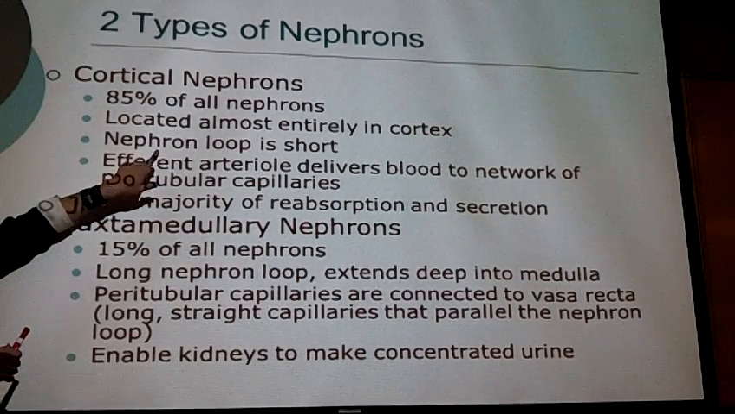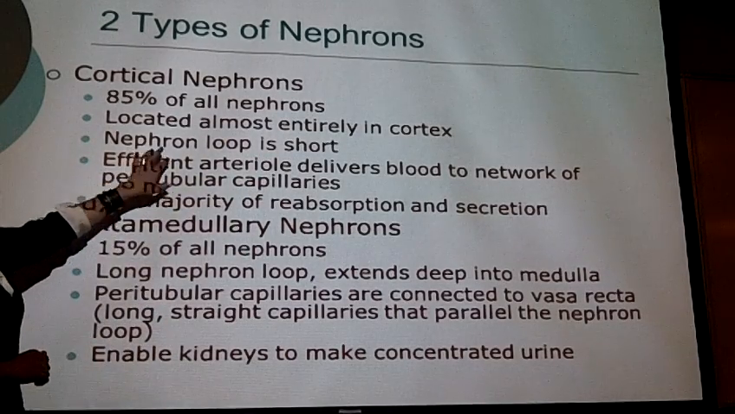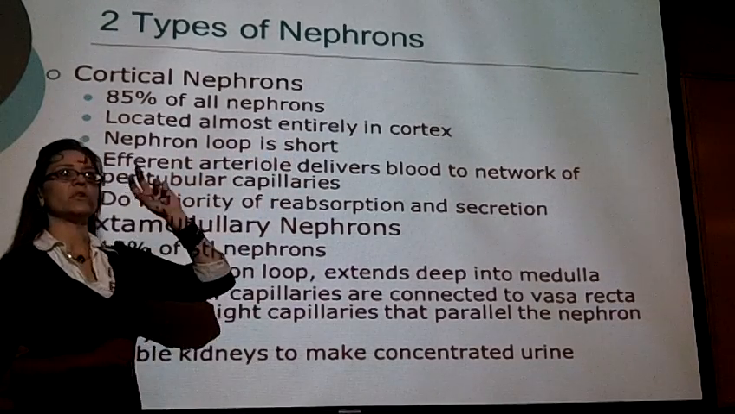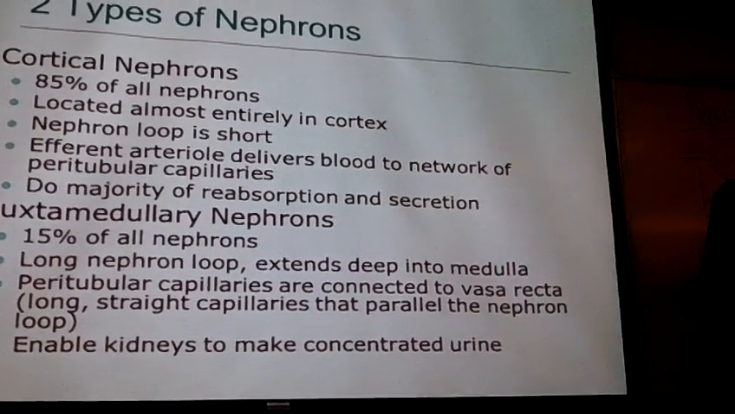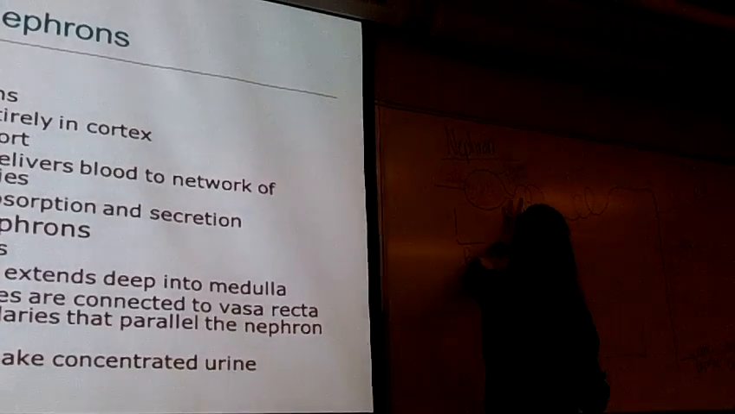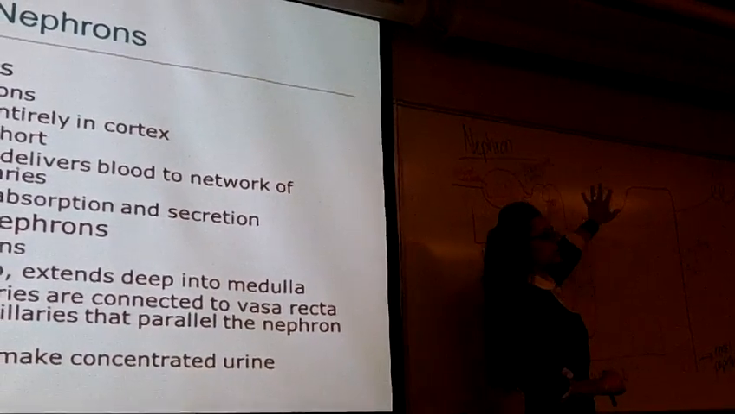The loop of Henle, or the nephron loop, that's the other way to refer to it, is very short. So that means most of the nephron, if this part is really short, is up here in the cortex, in the cortical region of the kidney.